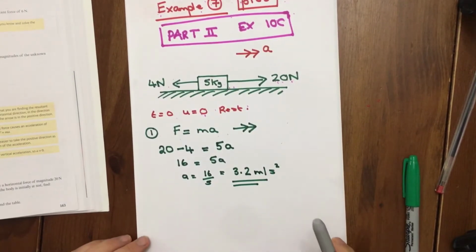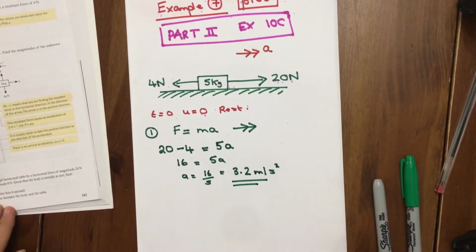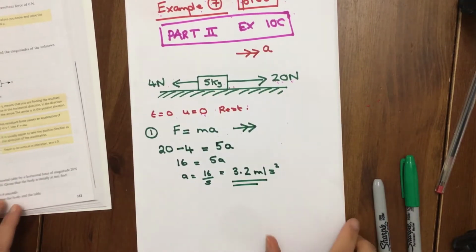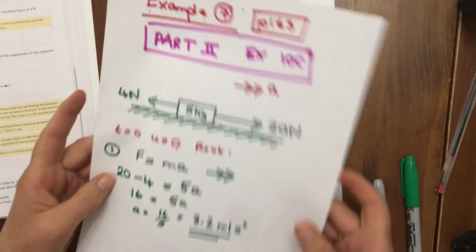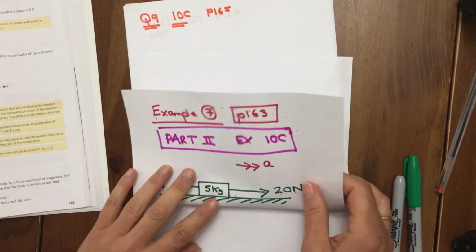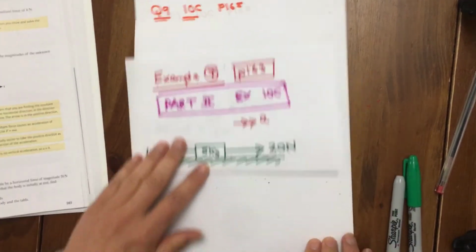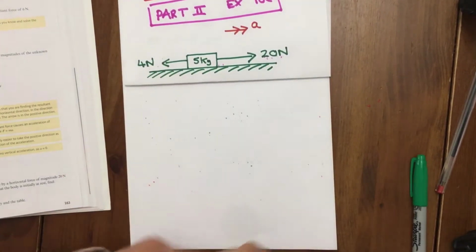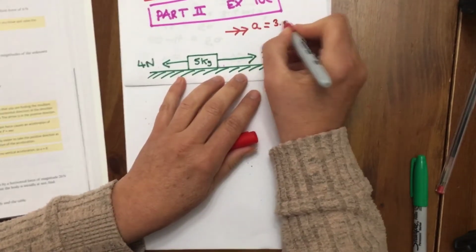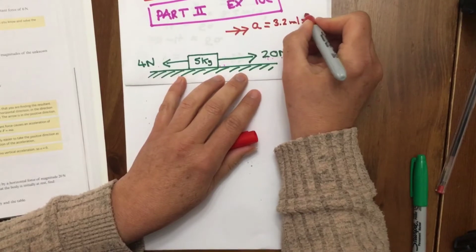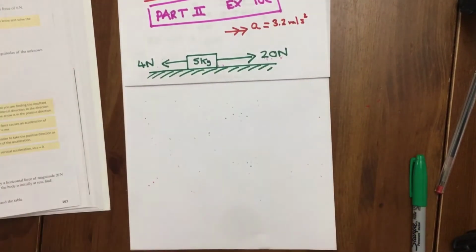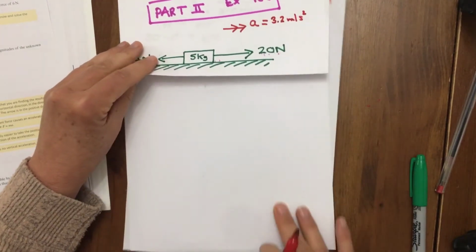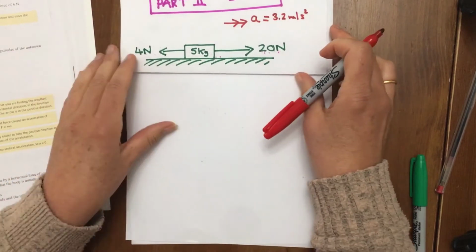Okay, part B. So part B asks to find the distance travelled by the body in the first 4 seconds. So I'm just going to put my diagram up like this, so we can still see the diagram. We now know the acceleration a, we've worked that out, so we know the acceleration is constant and it's 3.2 meters per second squared. Remember I said this is a constant acceleration, hence we can use SUVAT.